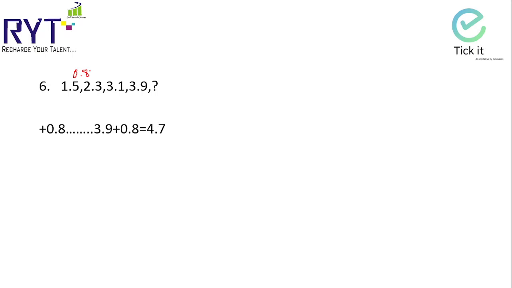Across 0.8, 0.8, 0.8, 0.8. So we get 4.7. Suppose many students will not be comfortable working with decimals. What can we do that time? We can just ignore the decimal.